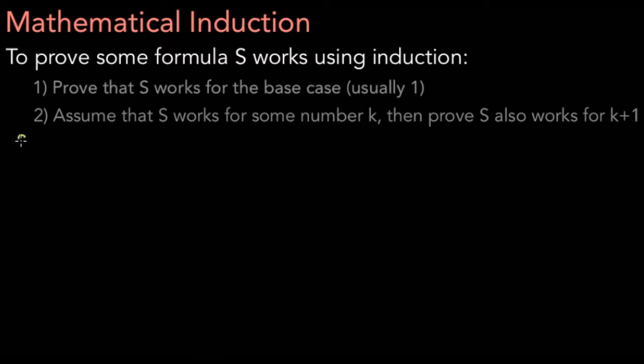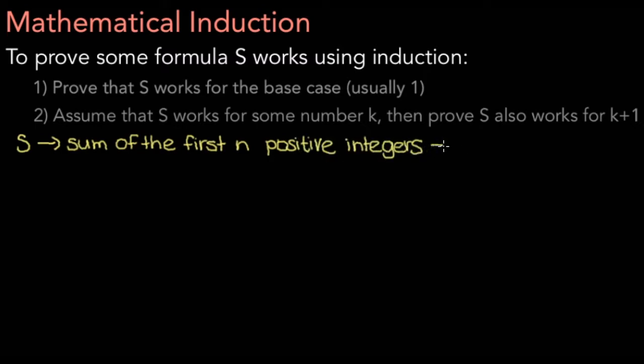Let's say S represents the sum of the first n positive integers. Now there's a formula to calculate this. The formula says that the sum of the first n positive integers is n times n plus 1 over 2. I've proved why this formula works in another video using a different method, but in this video we're going to prove the same thing but using induction.